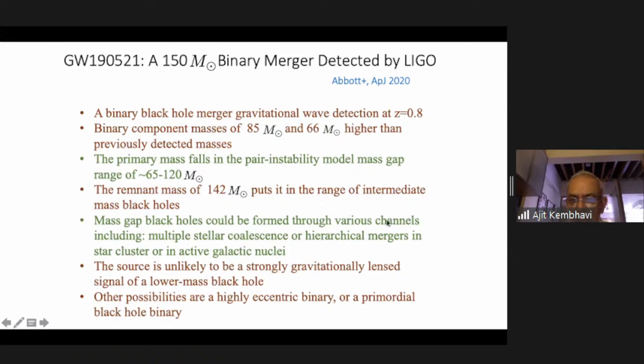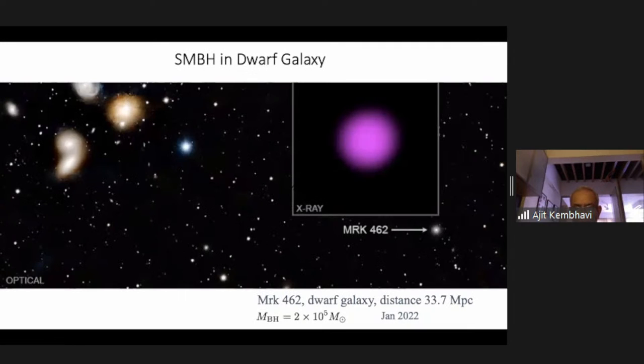Okay, and then there are different kinds of things there. Mass gap black holes could be formed through various channels, including multiple stellar coalescence or hierarchical mergers in star clusters or in active galactic nuclei. What you mean by this is that there are these already formed massive black holes from stars, and then these can merge with each other and form bigger black holes, and then you can get another black hole binary and so on. Okay, then there are various other possibilities too. But I should tell you that this is an extremely active area of research, and there are no firm conclusions. This is something that those of you who tend to have a PhD in gravitational waves may end up working on.